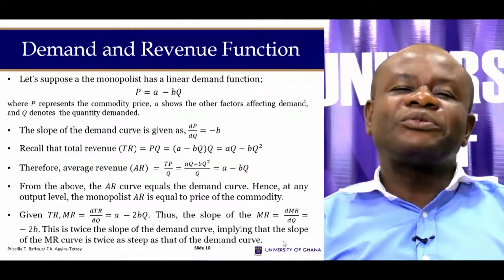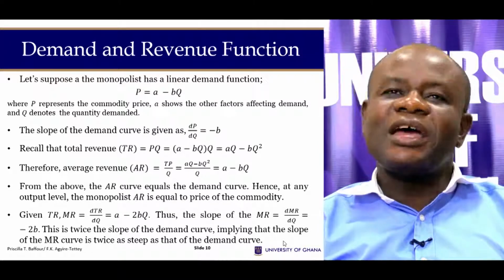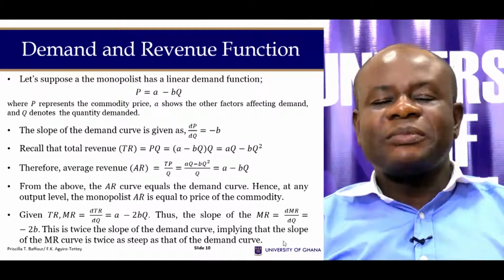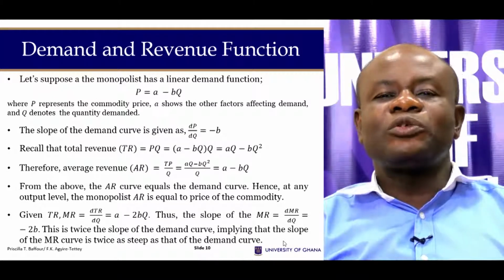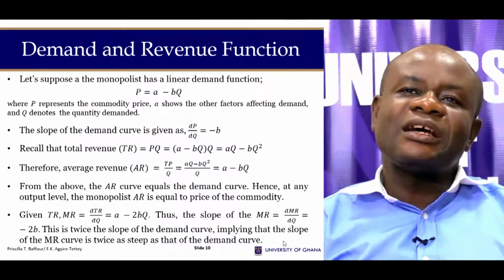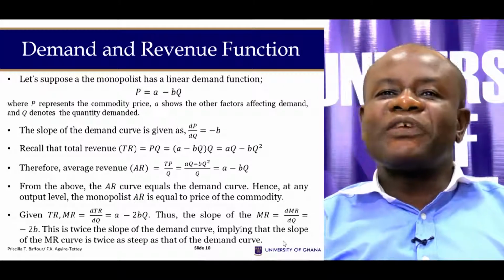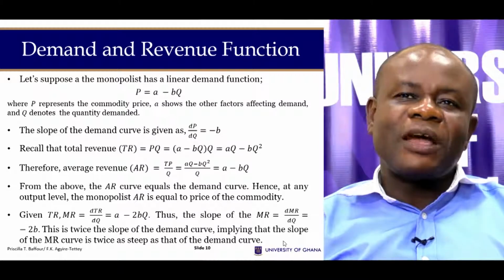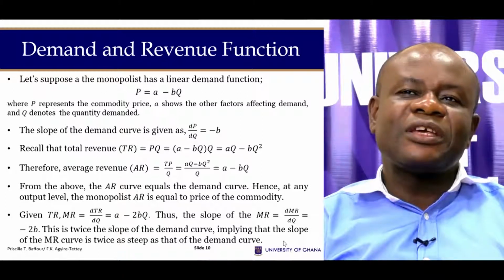Now, we know our inverse demand function. For us to get our total revenue, it is price times quantity. If the price is given as A minus B multiplied by Q, then our total revenue is equal to PQ. That means our total revenue function is A minus BQ, in brackets, multiplied by Q. And that will mean that our total revenue is AQ minus BQ squared.